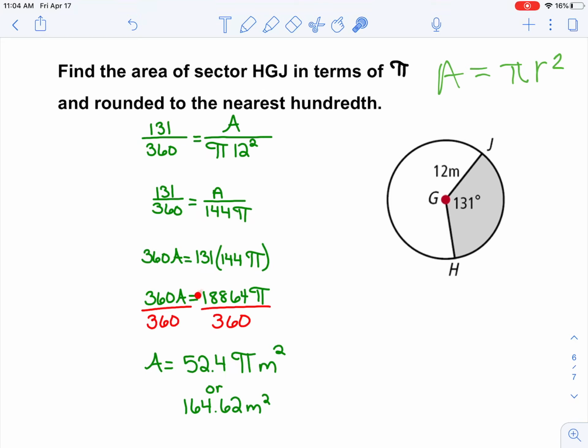And when you take this fraction, remember we're leaving it in terms of pi, so you can just divide 18,864 divided by 360, and that will give you 52.4, and then you can leave the pi next to that. So 52.4 pi meters squared, or if you typed it in your calculator with pi, you would get 164.62 meters squared.